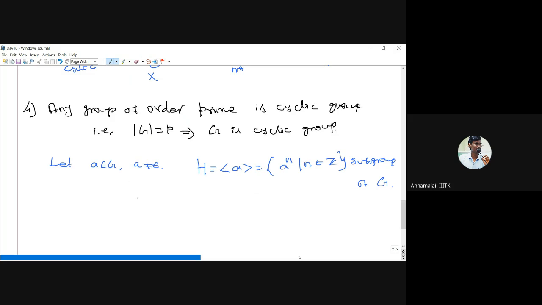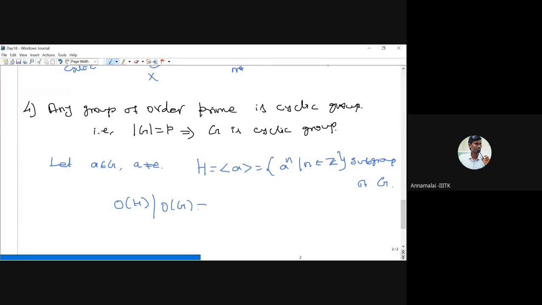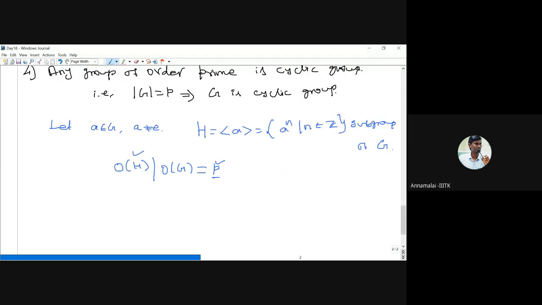Now, we know that by Lagrange's theorem, the order of any subgroup divides the order of the group. But we know that the order of the group is a prime number P. So the order of H should be either 1 or P. Since this number is a divisor of P, and P is a prime number, it has only two divisors, 1 and P. Therefore, the order of H is either 1 or P. But H is a cyclic group generated by A, but A is a non-identity element.